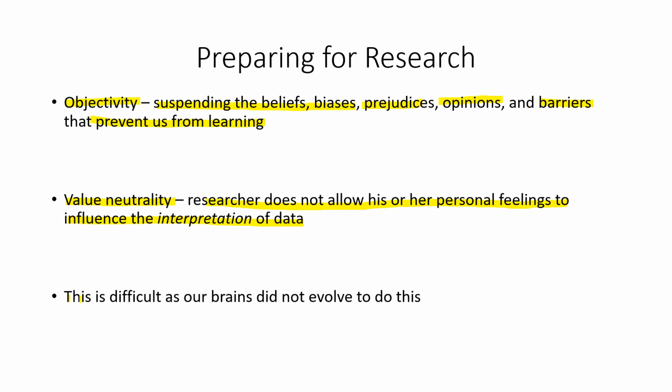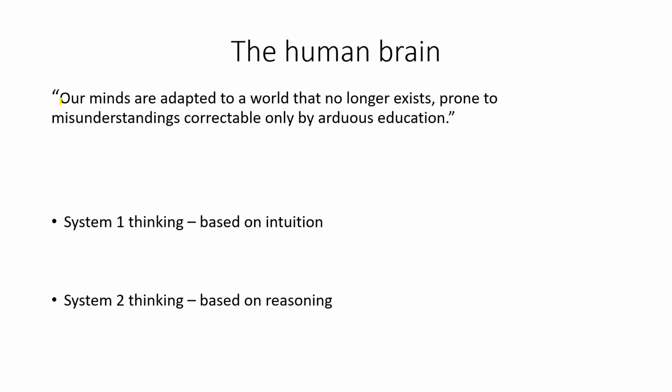Now, this is difficult for us to do. This is why college is hard. Learning is hard in general. This is difficult on our brains. Our brains did not evolve to work this way. Our minds are adapted to a world that no longer exists, prone to misunderstandings, correctable only by arduous education.